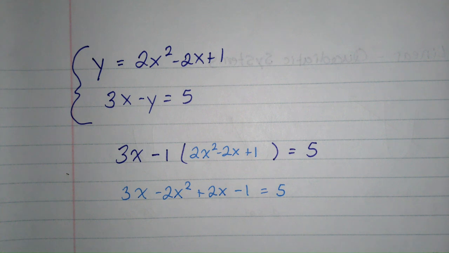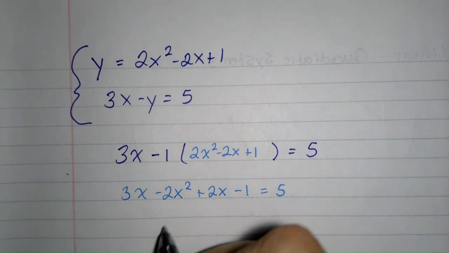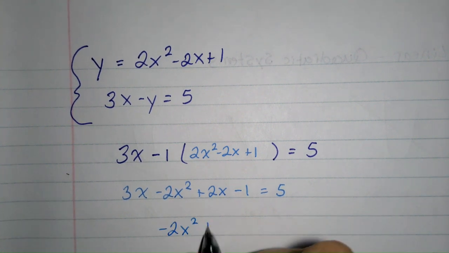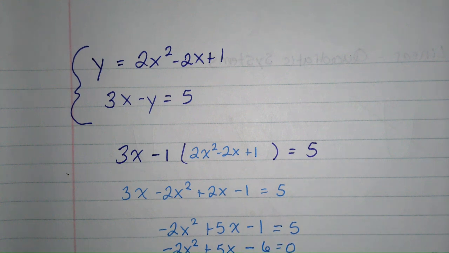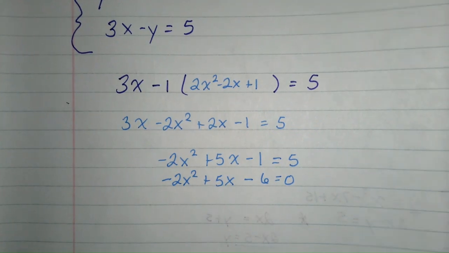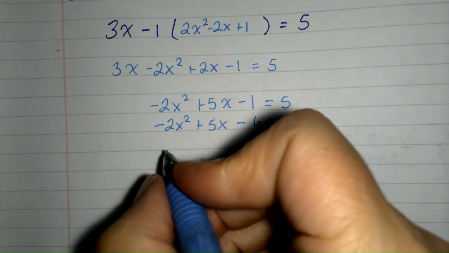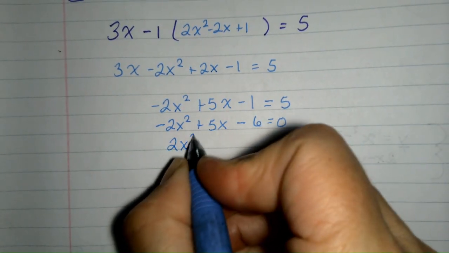Okay. And now I'm going to combine like terms and make it equal 0. And again, I don't like a being negative, so I'm going to go ahead and make it positive by multiplying everything by -1.